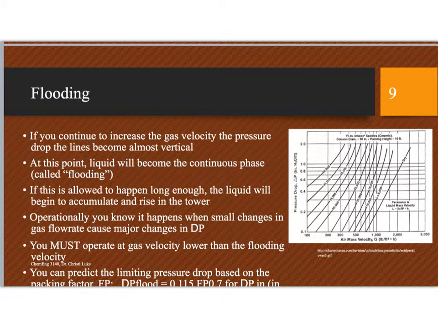Another concern is going to be flooding. Now, if you continue to increase the gas velocity, the pressure drop lines in this curve become almost vertical. And at that point, the liquid actually becomes like a continuous phase. Once the liquid becomes a continuous phase, flooding happens. And this will indeed force the liquid to begin accumulating and rising in the tower. Okay? But the first sign of flooding is simply that the liquid becomes a continuous phase.